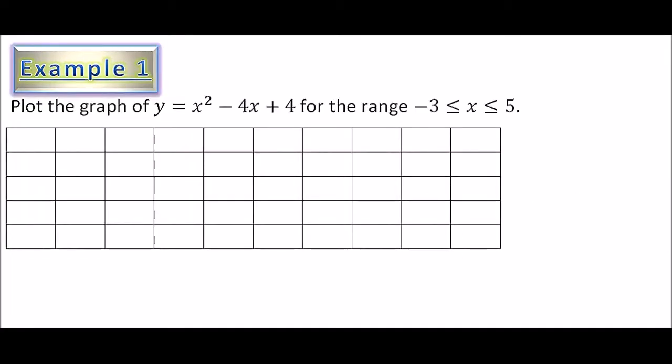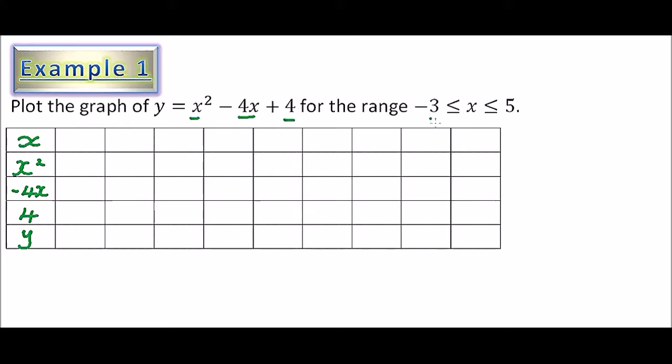So for us to be able to draw this graph of y equals x squared minus 4x plus 4, we need a table like the one that I have here. In this column, we will put the terms of x. Here we have x, here we have x squared, here we have minus 4x, here we have 4, and here we have y. We have obtained this from our function, x squared minus 4x plus 4.